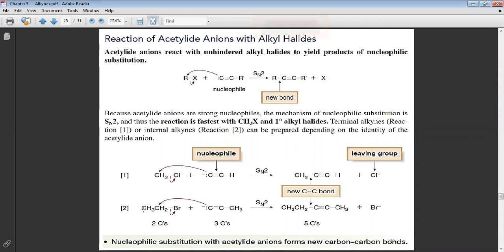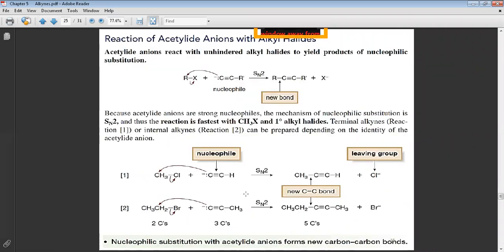How many carbons do we have? 1, 2 carbons. Look at the product: 1, 2, 3, 4, 5. That means the molecular weight of the product increased. That means a new structure was built for the product. For this reason, this reaction is so important.